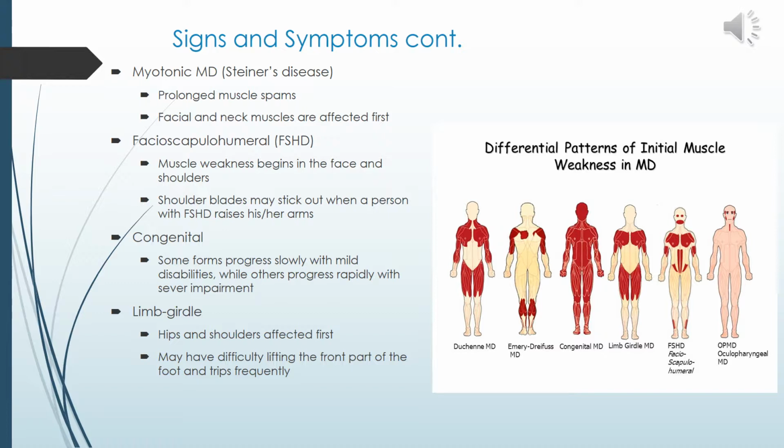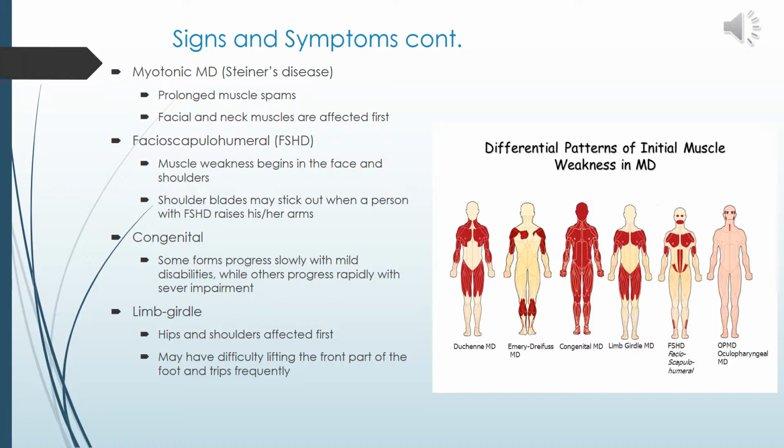The fourth type is facioscapulohumeral muscular dystrophy. So muscle weakness typically begins in the face and the shoulders. So the individual's shoulder blades may stick out when they raise their arms. Onset is in their teens, but it may begin in childhood or as late as age 40.